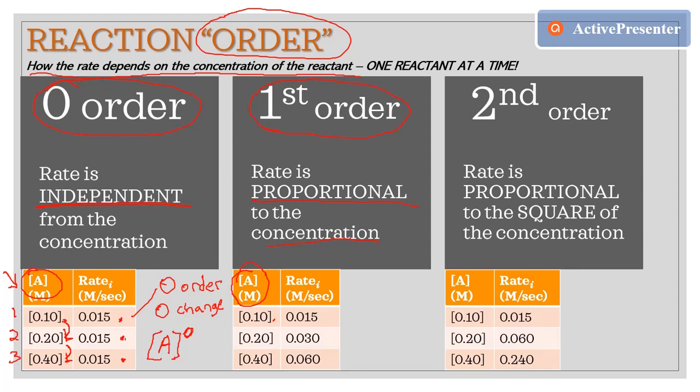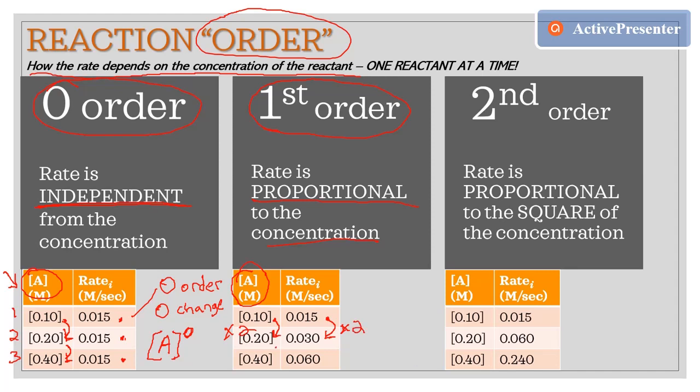We start out with 0.10 again, and the initial rate is 0.015. But then in experiment 2, if we've doubled the concentration, we've gone from 0.10 to 0.20, look at this. The initial rate has also doubled from 0.015 to 0.030. So we doubled this concentration, and the result was the reaction rate also doubled.